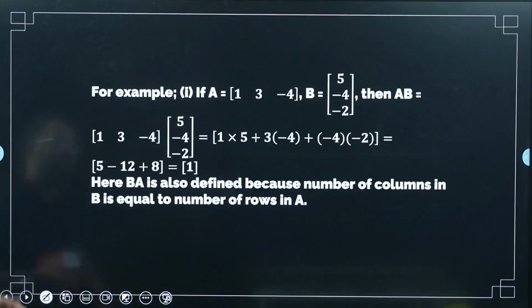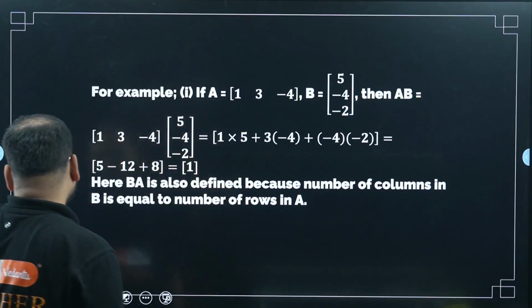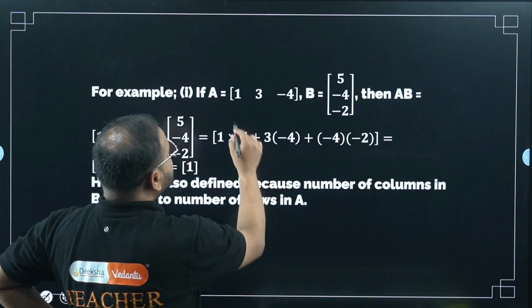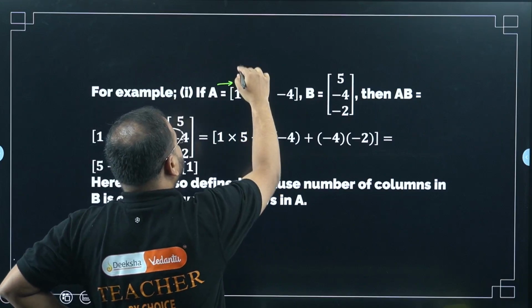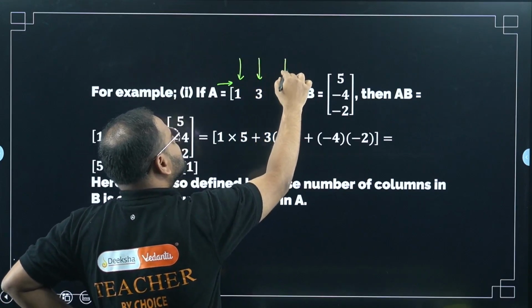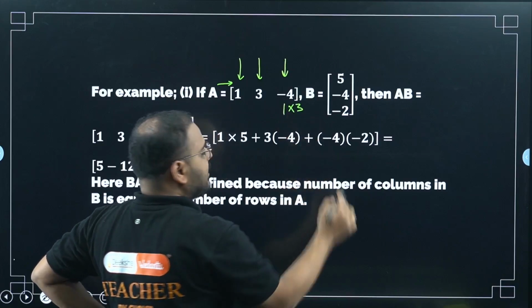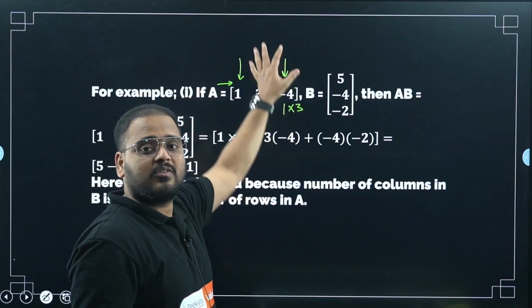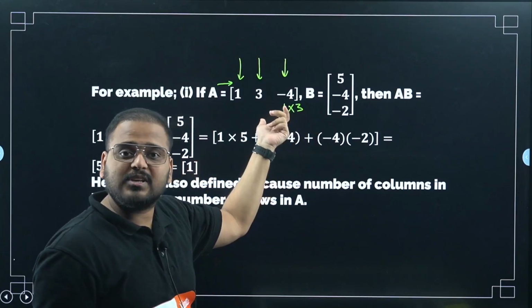Let's see some examples. Here is one example. What is the order of matrix A? There is only one row and the columns are 3. So A is 1 cross 3: one row, 3 columns. M is 1, N is 3.